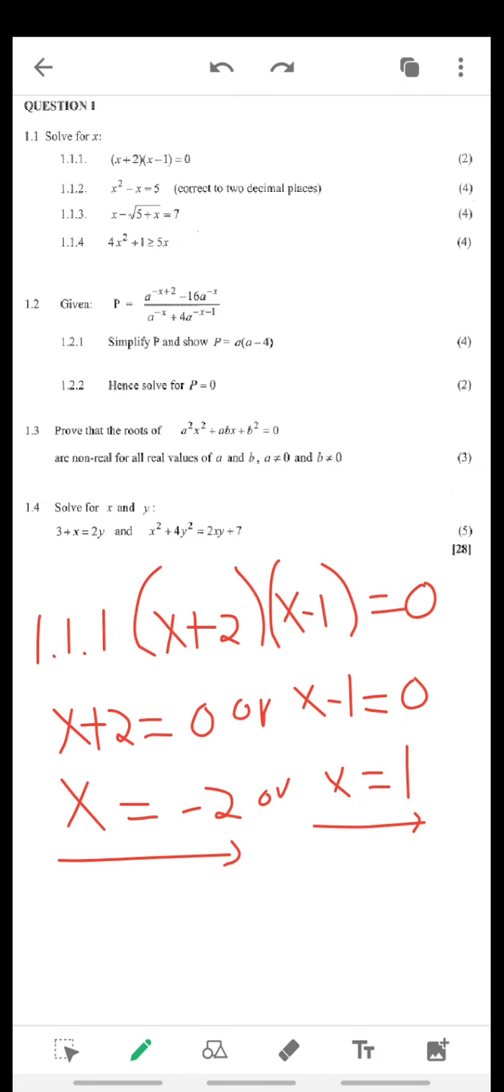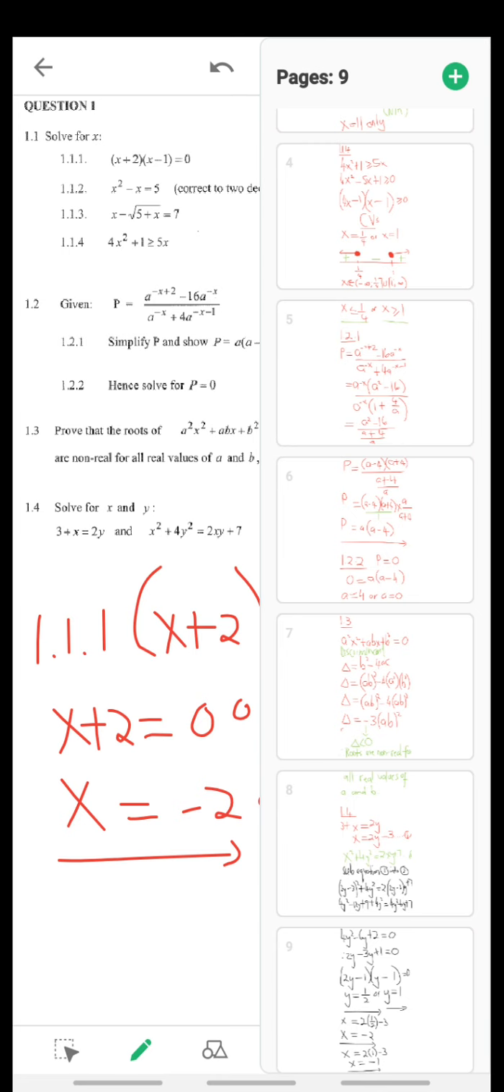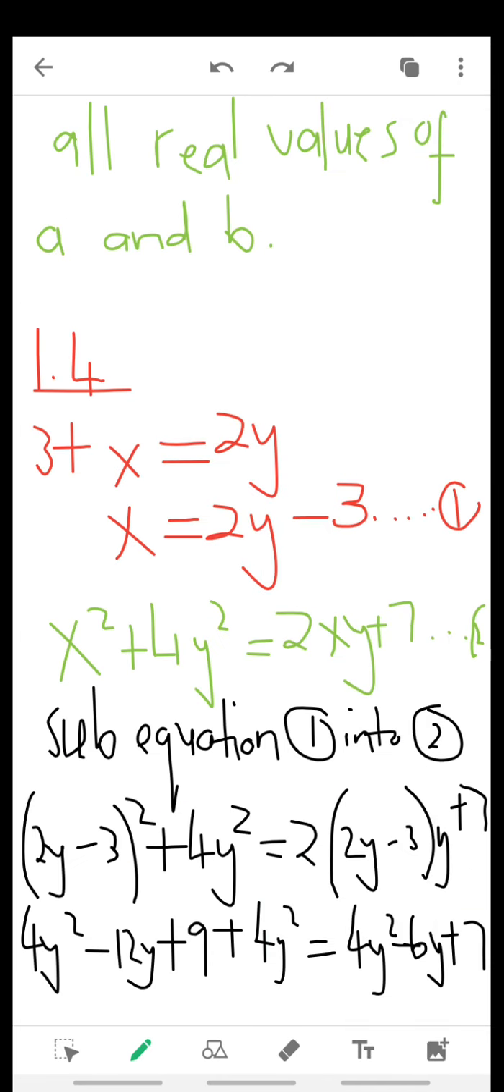Now let's go to 1.4. Simultaneous equations. This is like finding the point of intersection of this function and that function. That is what simultaneous equations are all about. We are finding the point of intersection. Now, remember, you must have one equation and the other equation, but one of the two equations must have one of the variables as the subject of the formula. So from this equation here, I've made my x the subject of the formula.